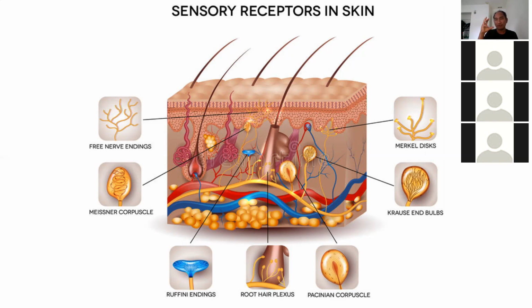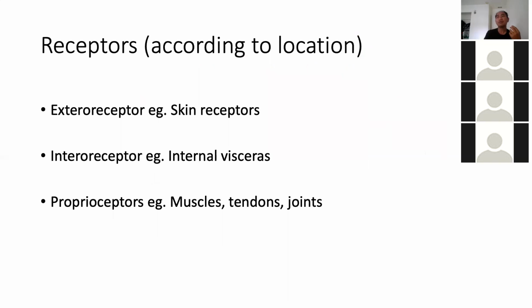Our textbook tries to classify these receptors in a slightly better way. According to location, we have exteroceptors, for example skin receptors; interoceptors, for example internal organs; or proprioceptors, in muscles, tendons, and joints, which have very particular receptors. That is what we call proprioceptors. So that depends on their location.